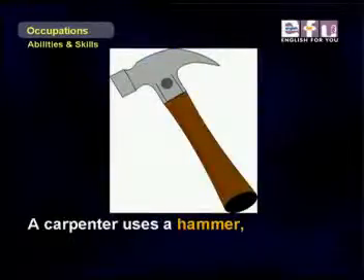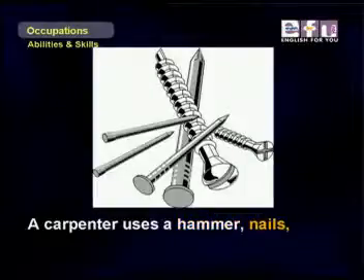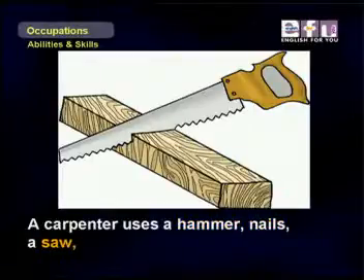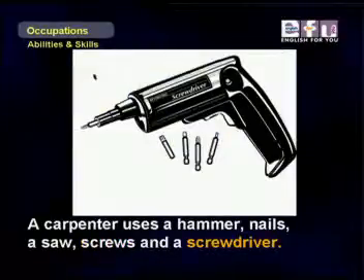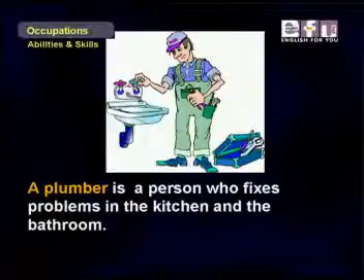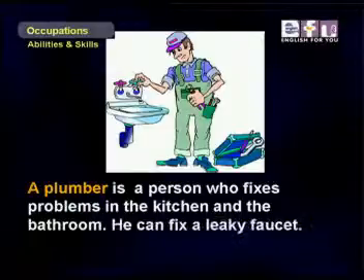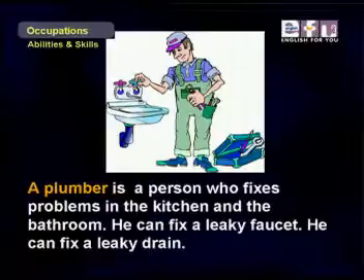A carpenter uses a hammer, nails, a saw, screws, and a screwdriver. Now, a plumber is a person who fixes problems in the kitchen and the bathroom. He can fix a leaky faucet. He can fix a leaky drain.